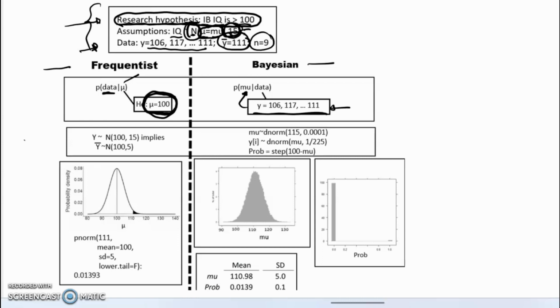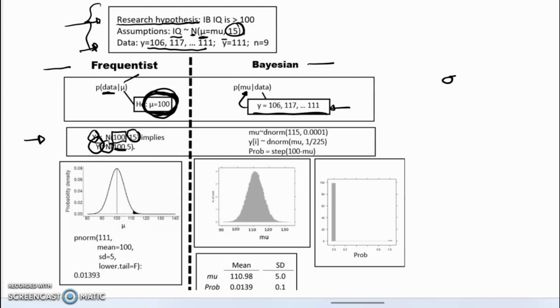Some additional calculations. So, the Frequentist knows with absolute certainty that if the IQ of IB students is normally distributed with mean 100, and that's our null hypothesis, with standard deviation 15, that was our assumption up here, then if we took all possible means based on a sample size of 9, those means, we represent those as y bar, those are going to be normally distributed with mean 100 and standard deviation sigma over root n, which is going to give us 5. What the Bayesian is going to do is a series of calculations in RunJags.